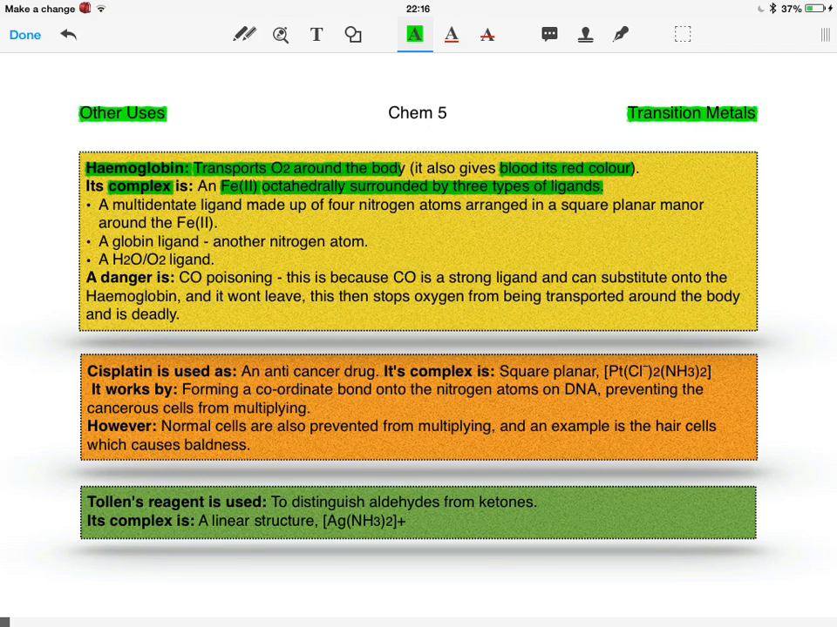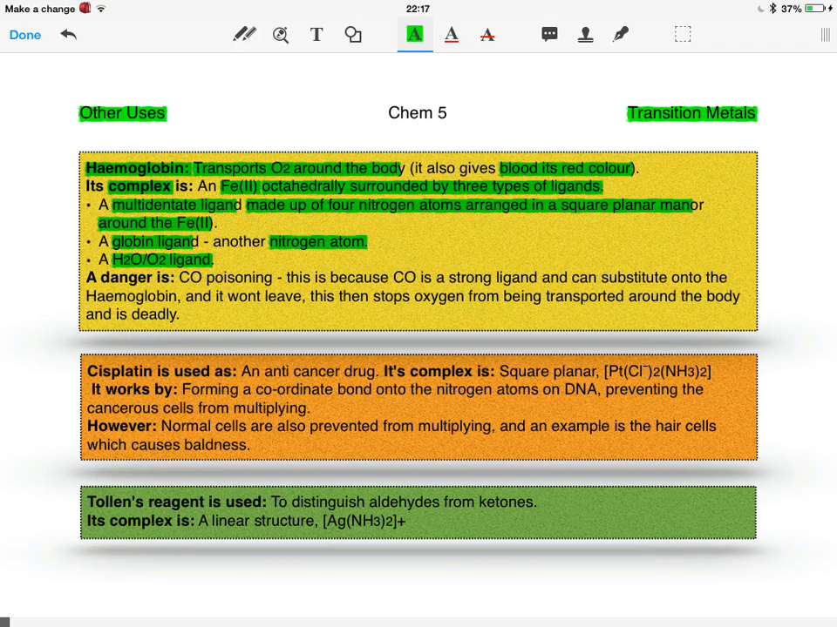And these 3 ligands are a multidentate ligand, which is made up of 4 nitrogen atoms, which are arranged in a square planar manner around the iron. There's a globin ligand, which is another nitrogen atom, and this is below the plane. And then there's a H2O or an oxygen ligand, which is above the plane.